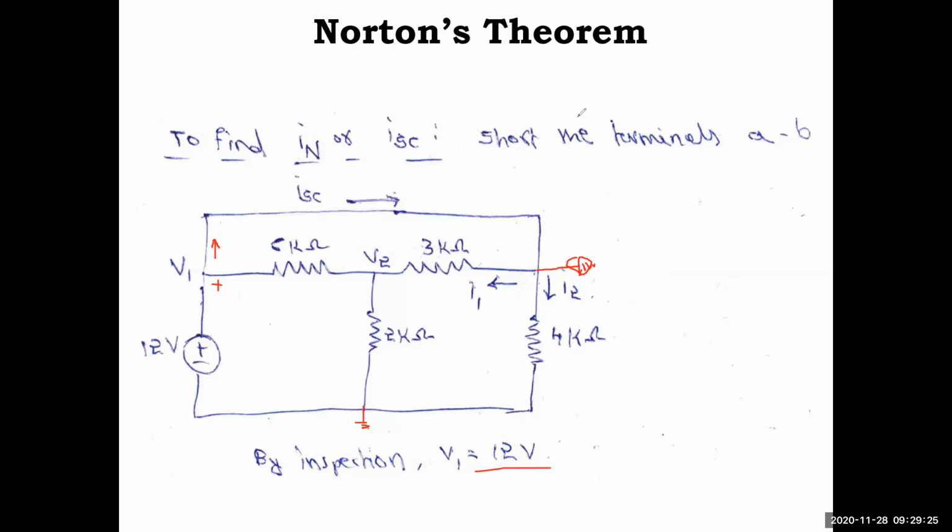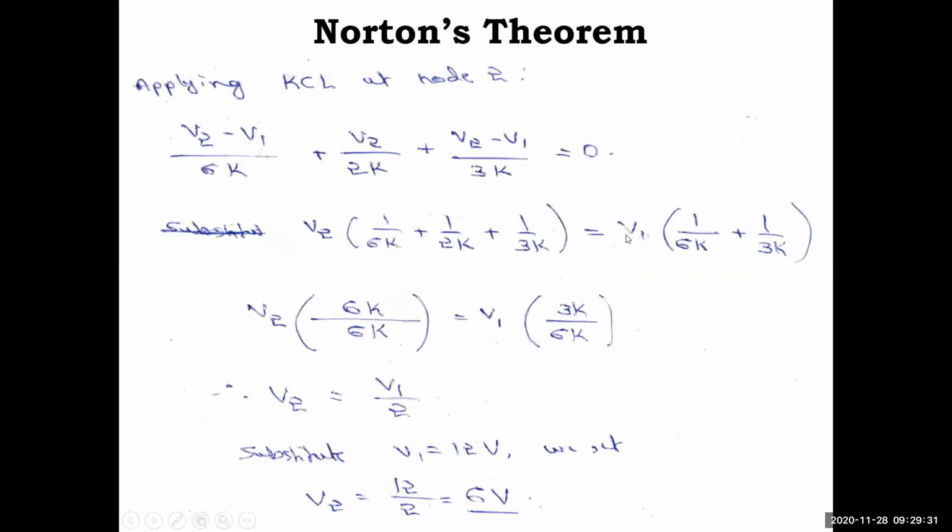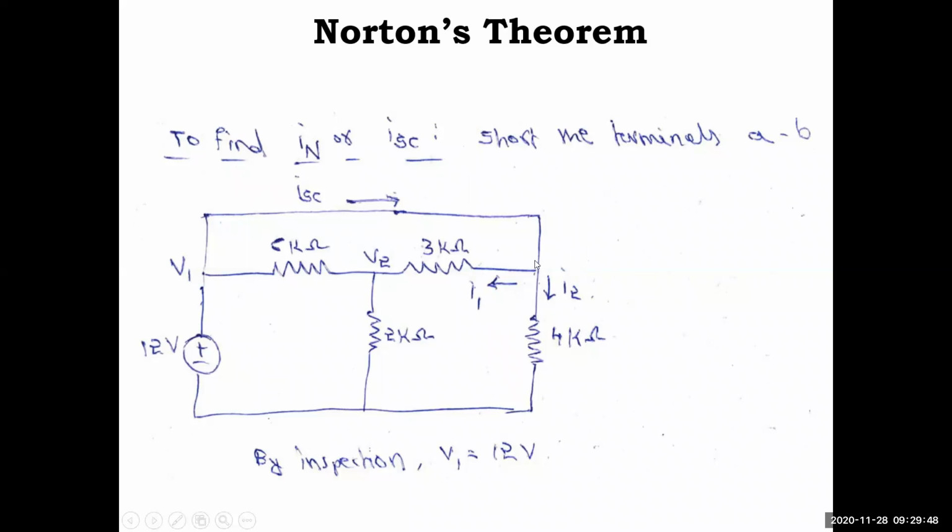Now we'll write the nodal analysis for V2. V1 you got, so we'll apply for V2. Applying KCL at node 2, we have V2 minus V1 by 6k, which is on the left side, plus V2 by 2k at the downside, plus V2 minus V1 by 3k. How is it considered here? We have not considered the third circuit again. Here I did not consider V3, but now I have considered this completely as V1.